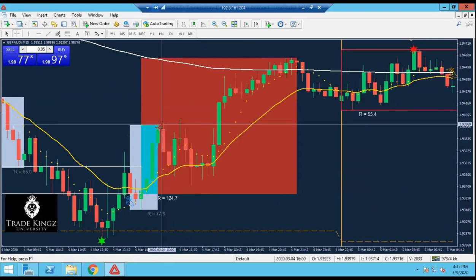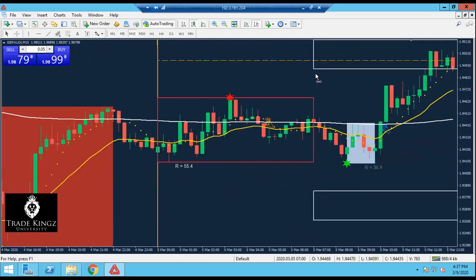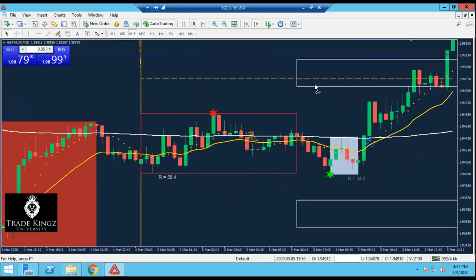Let's say we did take it here. That would have been a pullback, a large pullback, right? 49, 50 pip pullback. But your gain would have been 65 pips, 74 pips. More than that, actually. Price was still going up.